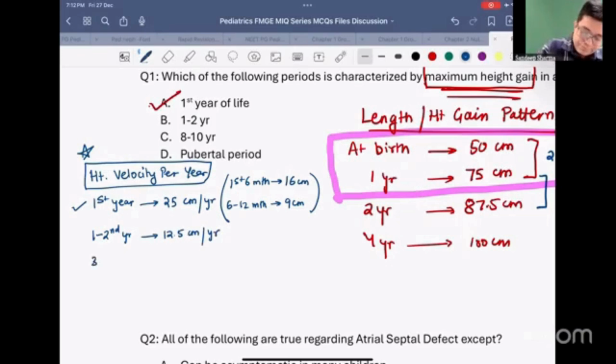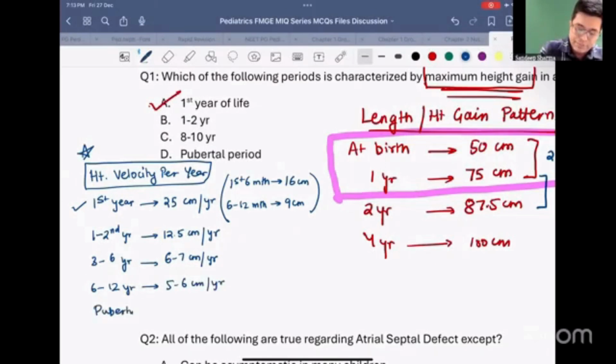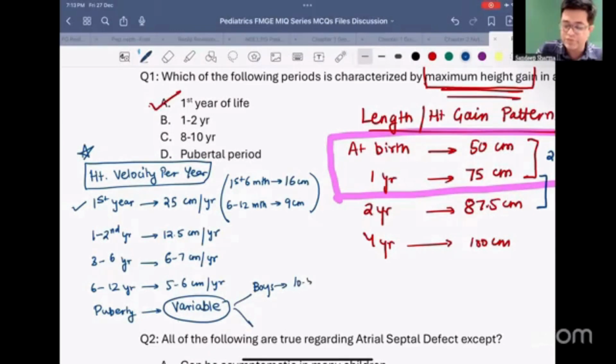Between 3 to 6 years, the height gain becomes even slower, 6 to 7 centimeters per year. Between 6 to 12 years, it becomes about 5 to 6 centimeters per year. In the pubertal period, the height gain becomes variable. In boys, the peak growth spurt is about 10.5 centimeters per year, and in girls it is only 9 centimeters per year.